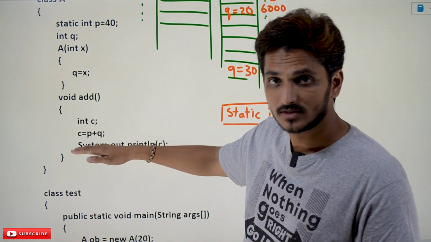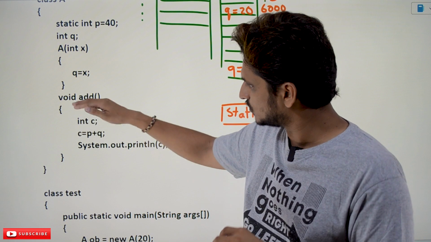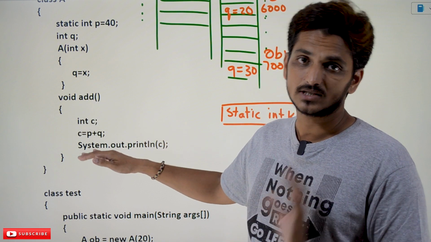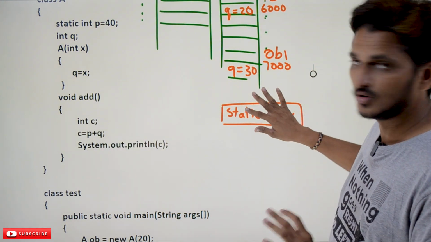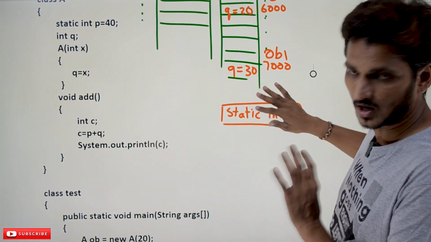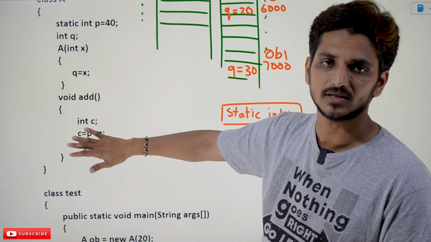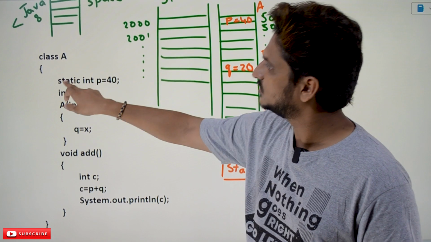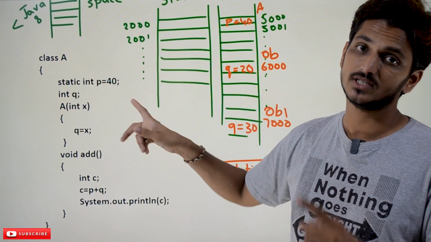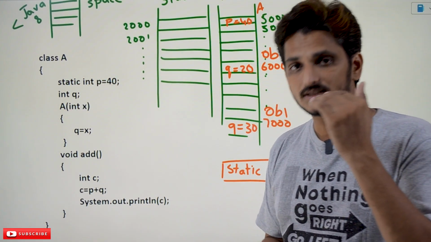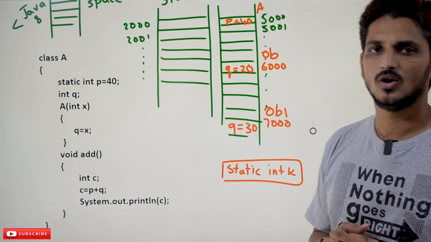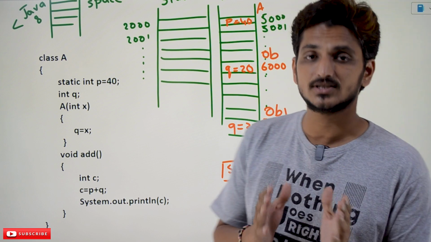So this code will be executed whenever you call this method. So that's why static variables are not allowed to define. You cannot define static variables inside the methods. Only in the class you can mention static variables. That's why static variables are called as class variables. Hope you understand about class and static variables.